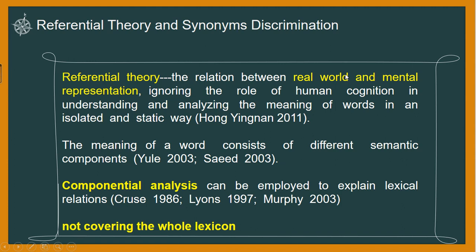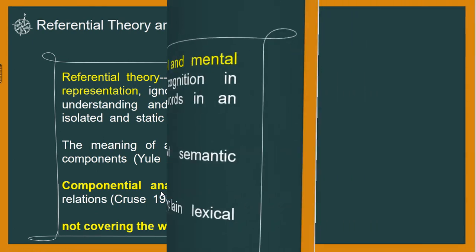Referential theory refers to the real world and mental representation. Besides, the components are evolved, so componential analysis can be employed to explain lexical relations, but it doesn't cover the whole lexicon.